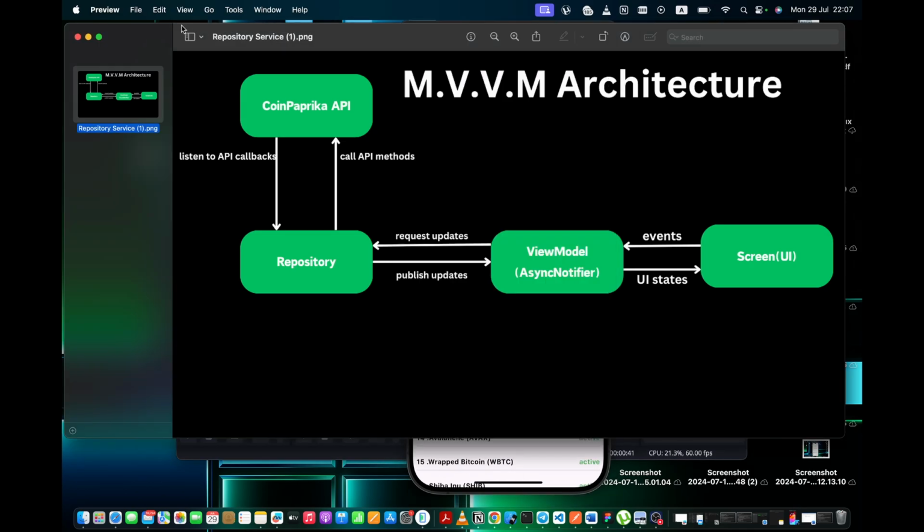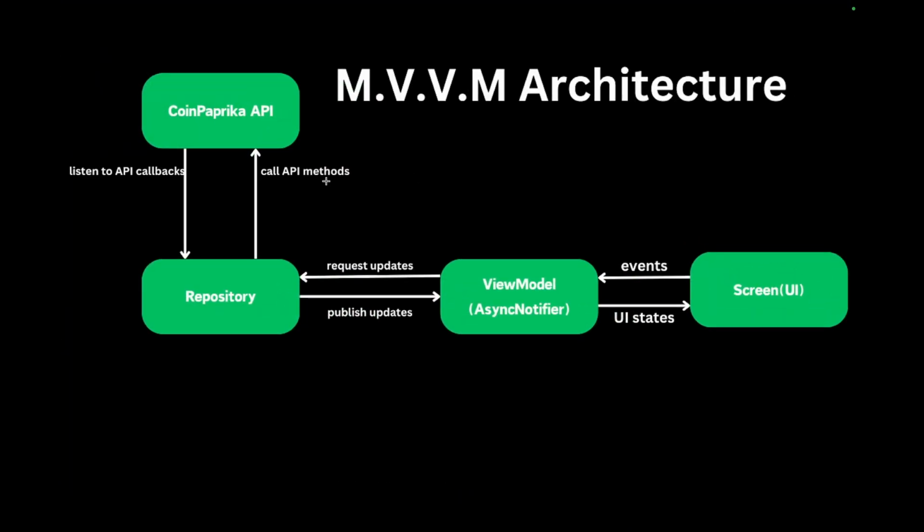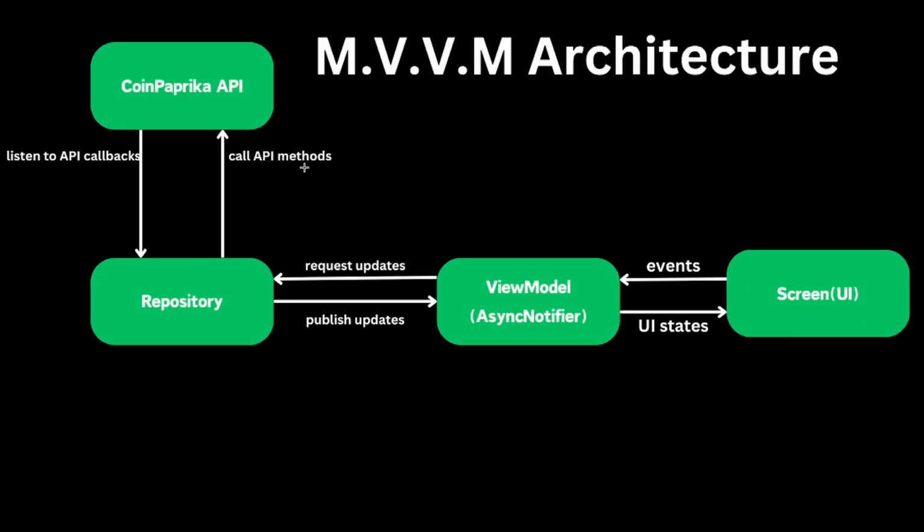Now let's talk about the MVVM architecture. So what's the MVVM architecture? It's called the model view view model, right? So in this case, on the model part, we have the repository. So what's the purpose of this repository? The repository is going to listen to API callbacks from coinpaprika, or it's going to call API methods to get data from coinpaprika.